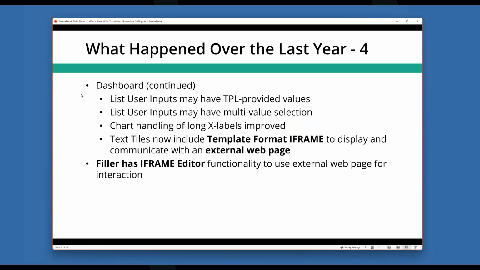And the list user inputs may now have multi-value selection. In other words, you can have nothing selected, one of them selected, 2, 3, 4, whatever, and unselected. They would be separated by commas in the value, but this gives you the ability to say, I want this one, and that one, but not this other one.